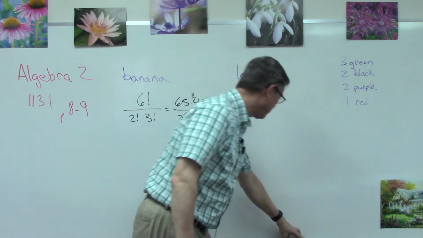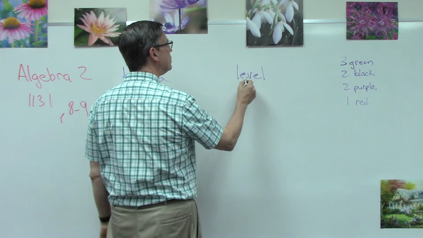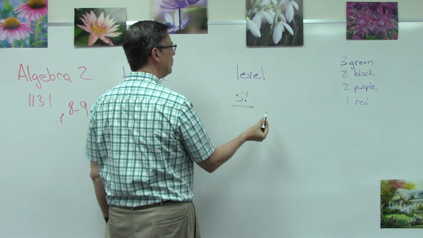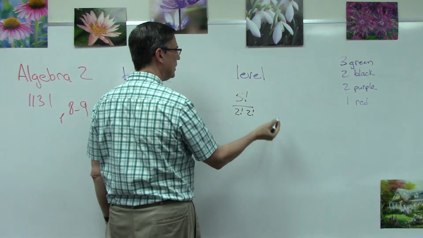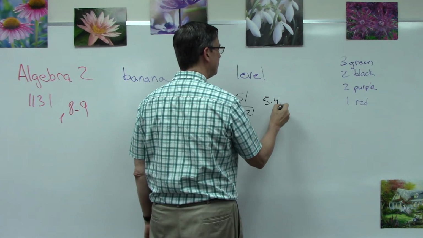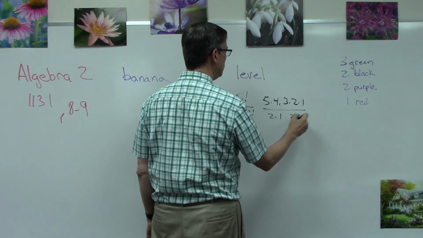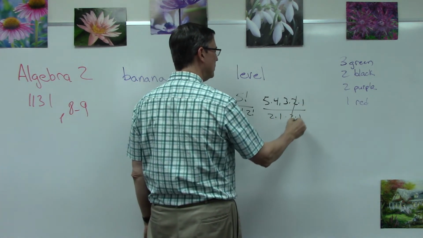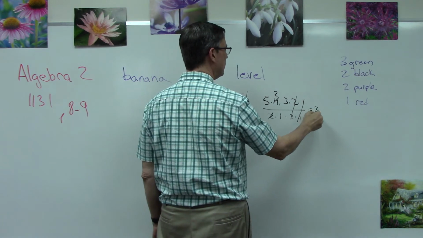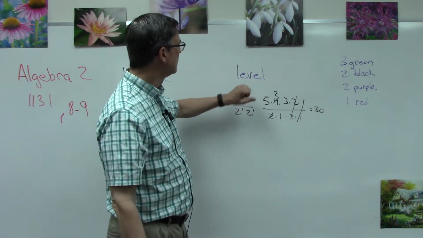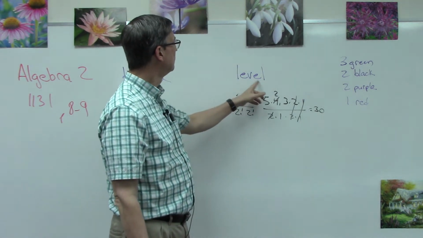All right, here we go. Let's see how many possible letters? 1, 2, 3, 4, 5. We have 5 letters on the top, so 5 factorial. But notice E is repeated twice, and L is repeated twice. So we're going to do 5 times 4 times 3 times 2 times 1. And then down here we're going to do 2 times 1 times 2 times 1. All right, so these cancel. This cancels against this. So it looks like I'm going to have 30 possible ways of arranging these letters, taking into account the fact that we have some repeated letters.